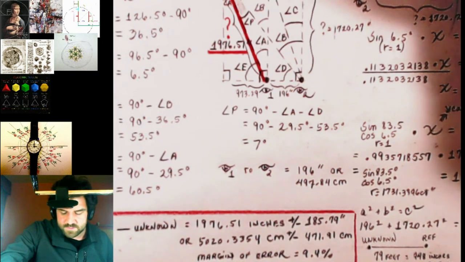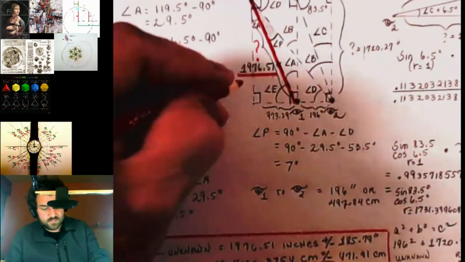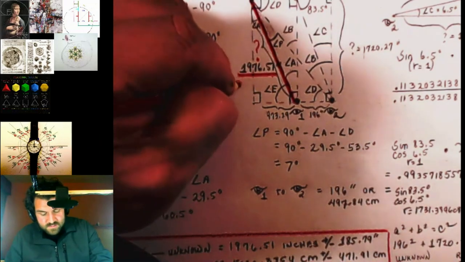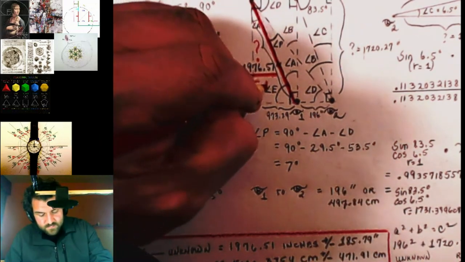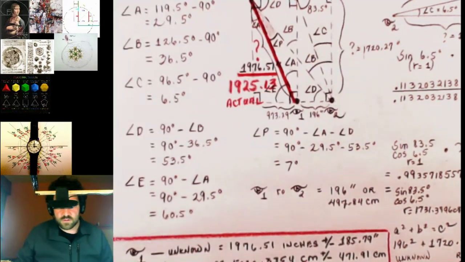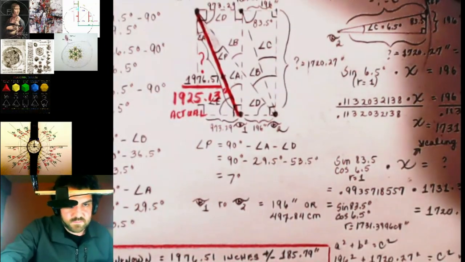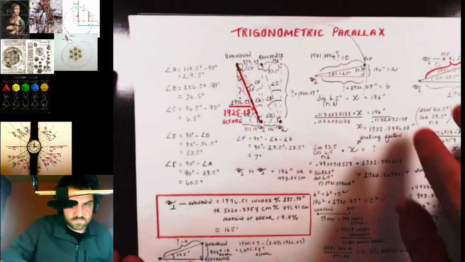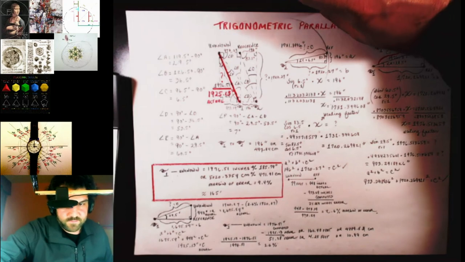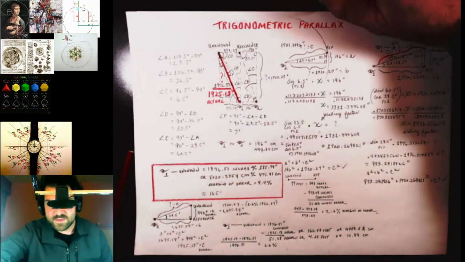Let me just zoom out so you can see the whole thing. And we'll write the actual distance in red. We'll put it in here as 1925.13, right? This is the actual measurement, inches. And let me zoom out now so you can see the whole thing. If you've been doing this along with me, it's incredible that we could come that close. So thanks again for watching. Please keep working. Good luck.